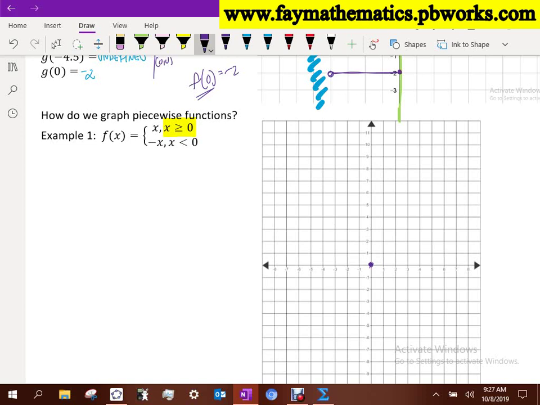Okay. Now, that thing is linear, right? So how many points do I really need to the right then of 0? How many more do I need to graph this line? I need one more.